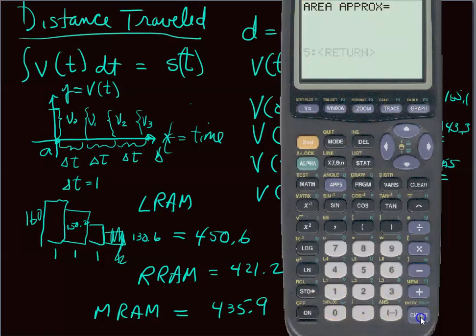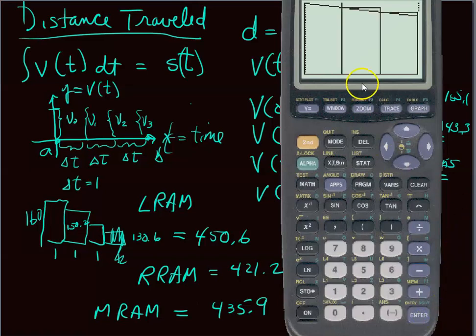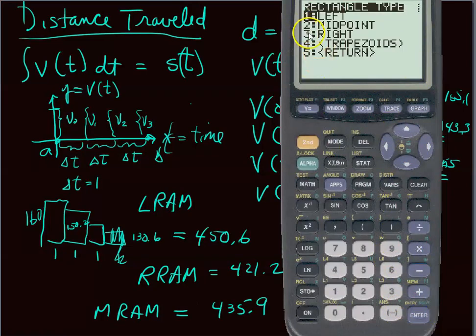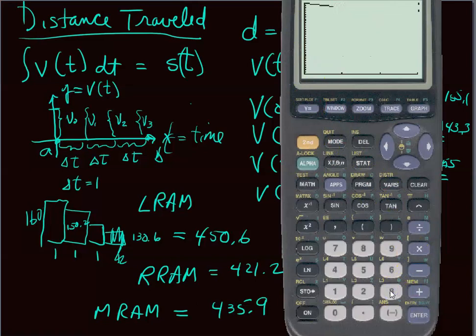Left, if we do the left, number 1, there's the curve. And you can see it's a little bit too high. When you press enter, it gives you the approximation. If you do the right, now you can see it's a little bit short because it's got this extra inside. And that is the 421.2.